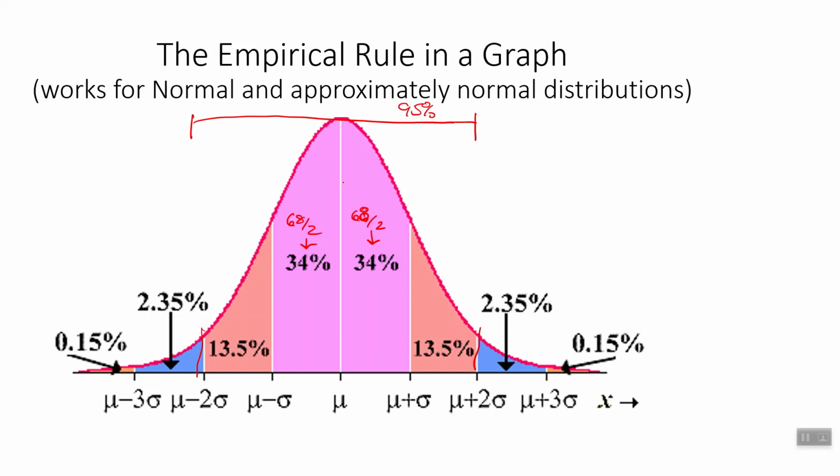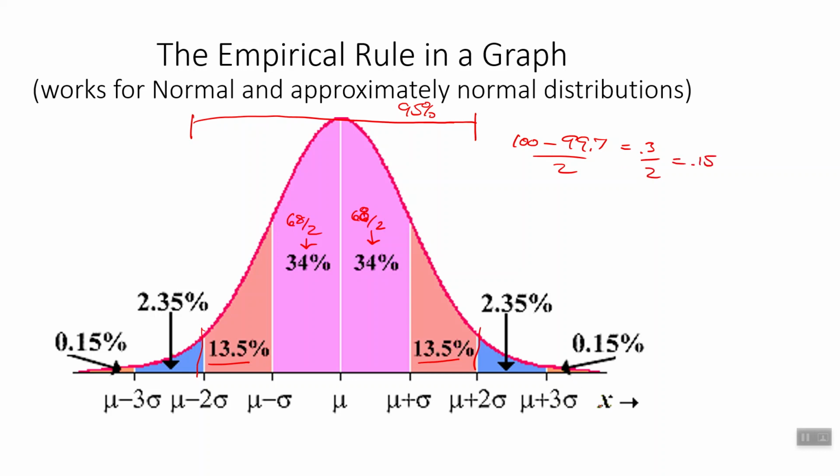If we divide that by 2 and then subtract the 34, we end up getting 13.5 and 13.5. And then let's see, we've got 0.15 left over on each side. The 99.7 subtracted from 100 gives us 0.3, and then we divide it by the 2 sections, which gives us 0.15.